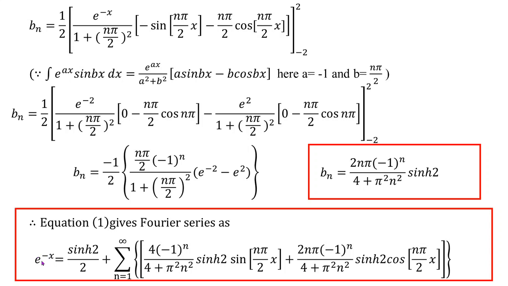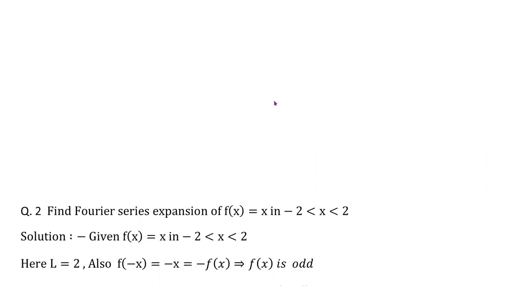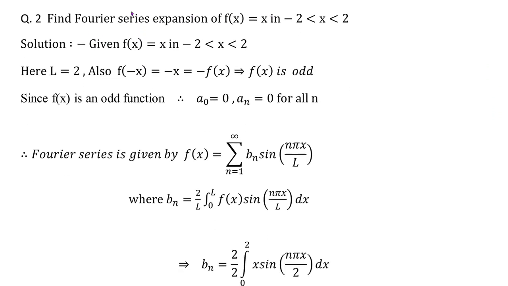So here we have seen that the function we considered is defined over the interval minus L to L, but it is neither even nor odd. So in that case we have to evaluate all three Fourier coefficients. Let's see what will happen if the function over the interval minus L to L is either even or odd. So let's see what the requirement should be. Here we need to find the Fourier series expansion of f of x equal to x in the interval minus 2 to 2, right?